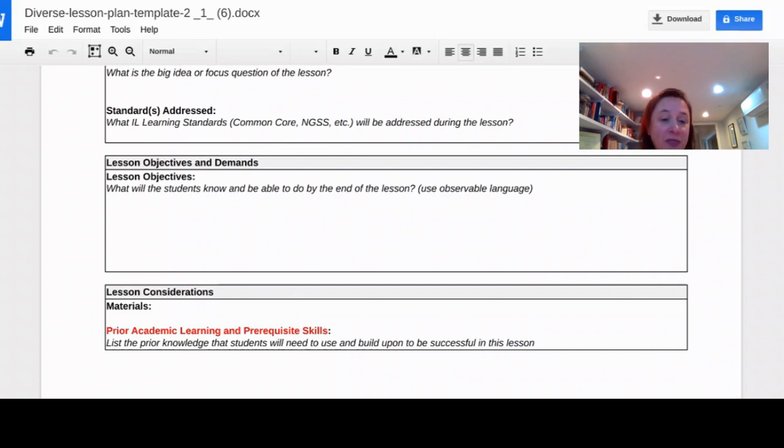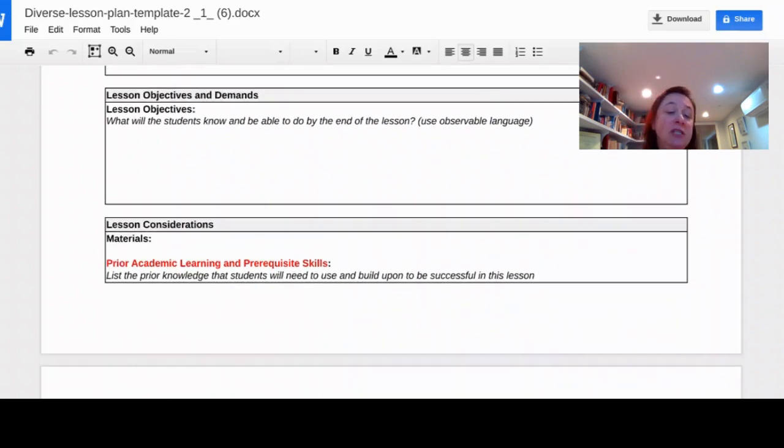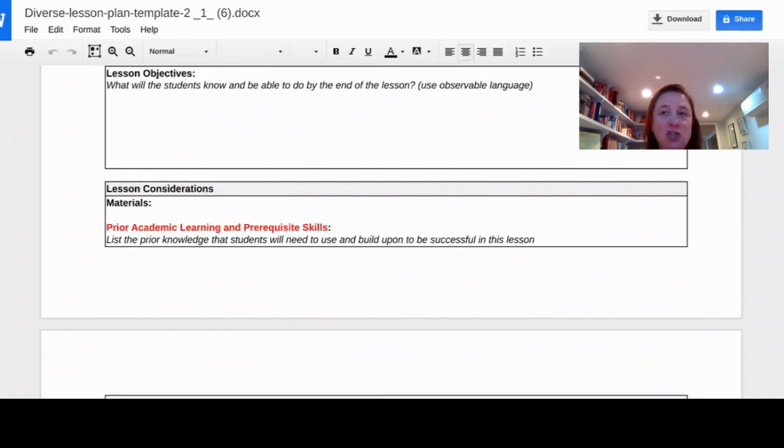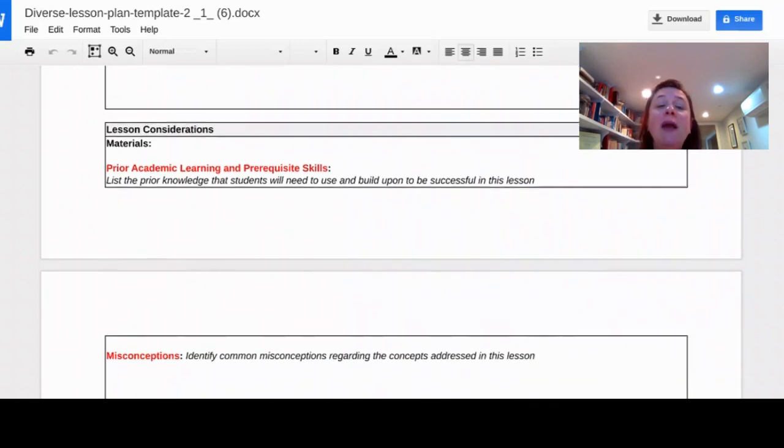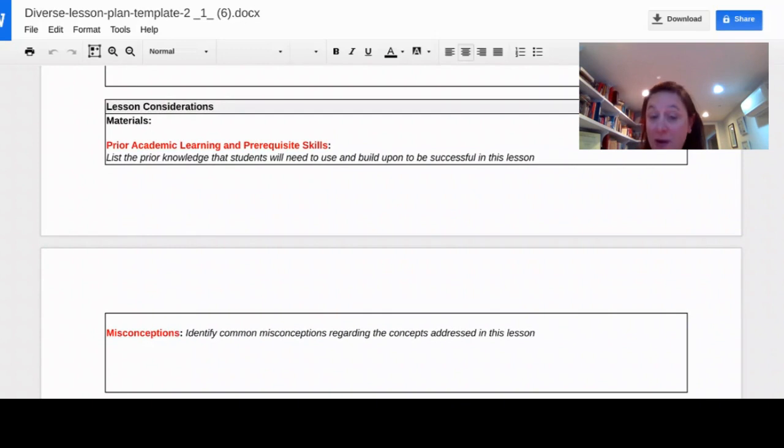So that's what I want them to do at the end of the lesson. The materials, if I were doing tying shoes, would probably be a shoe and some laces. Prior academic learning and prerequisite skills: things that they would need to know before they do this lesson.